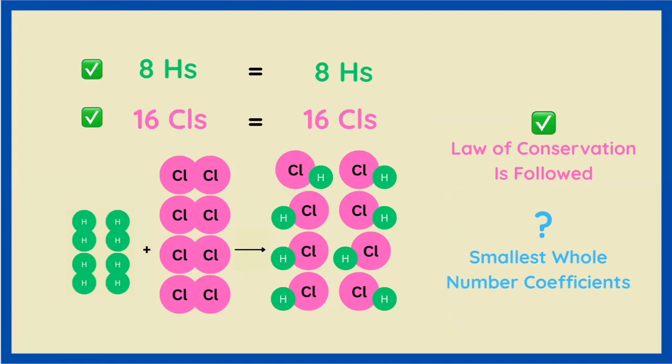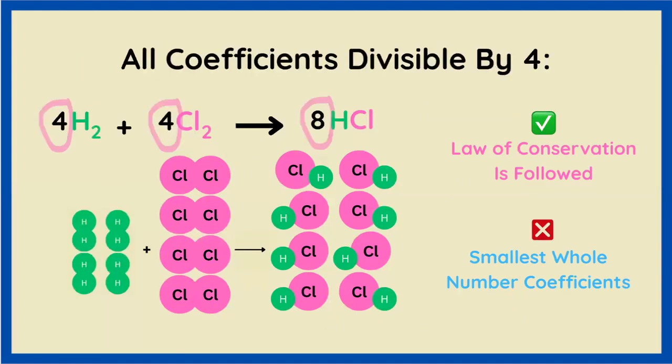It definitely follows the law of conservation because there are 8 hydrogen atoms on the left side, 8 on the right, as well as 16 chlorine atoms on the left and 16 on the right. In terms of the coefficients, it's clear that these numbers are all multiples of 4. So it's not in the smallest whole number ratios because it can be reduced.